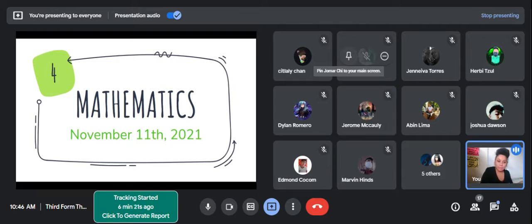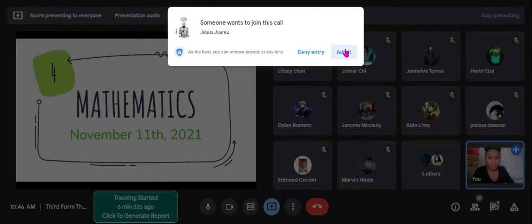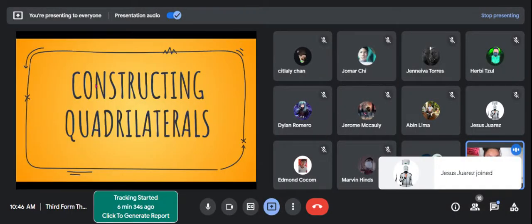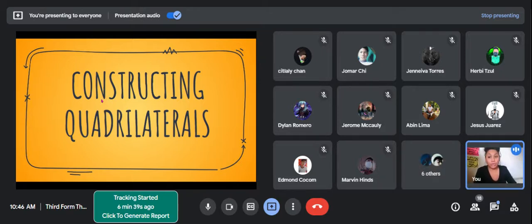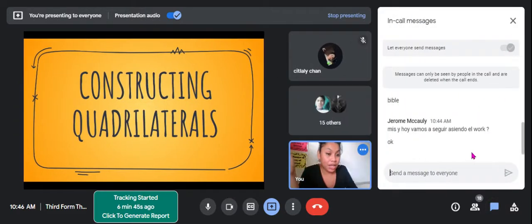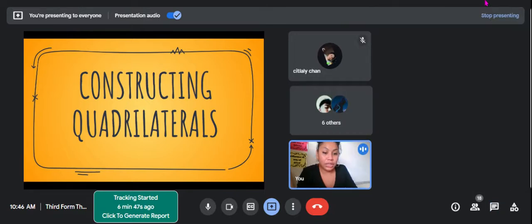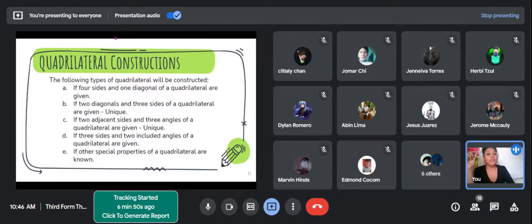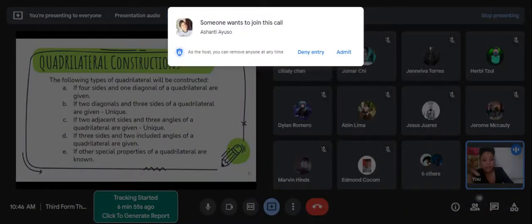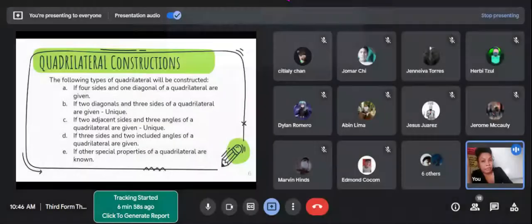Okay, guys, let's begin today's class. Yesterday we worked with question number one and question number two when it comes to constructing quadrilaterals, and what we want to do today is just continue with that. We're not going to be doing an introductory activity today because that is going to take us some time. So we're just going to dive right into the constructions.